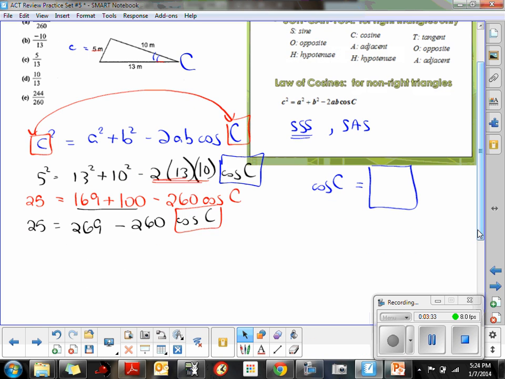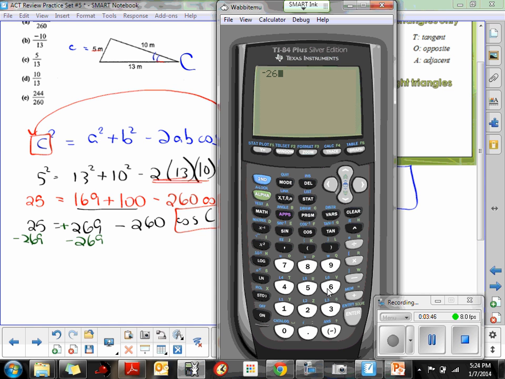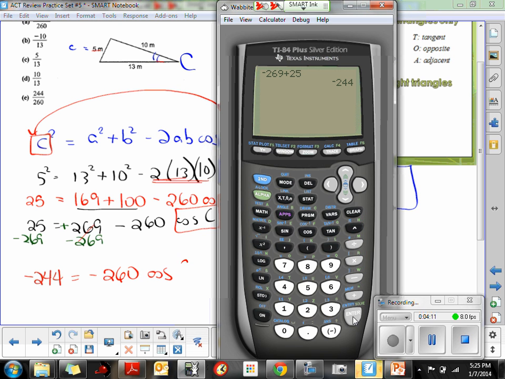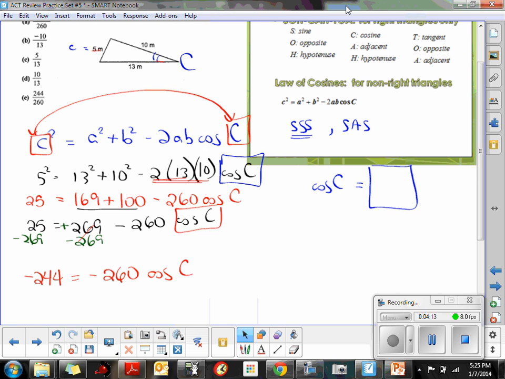In order to do that, the first thing I want to do is get rid of this 269. It's being added here, so I'm going to subtract it. So I'm going to take a negative 269 plus 25. I didn't get that, I'll try it again. It was a negative 269, and then a positive 25. It's a negative 244, that's a little bit better. So negative 244 equals, what I got rid of was the positive 269, but what I still have left over here is a negative 260 times the cosine of C.